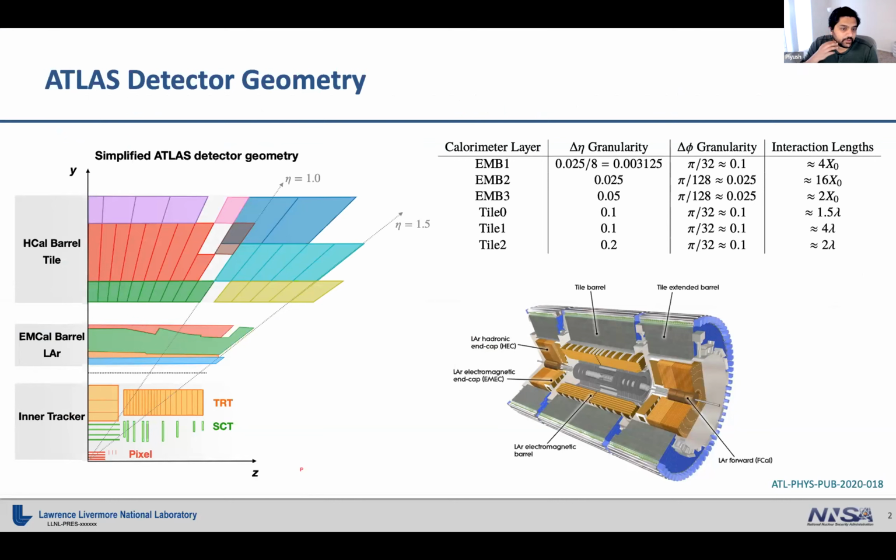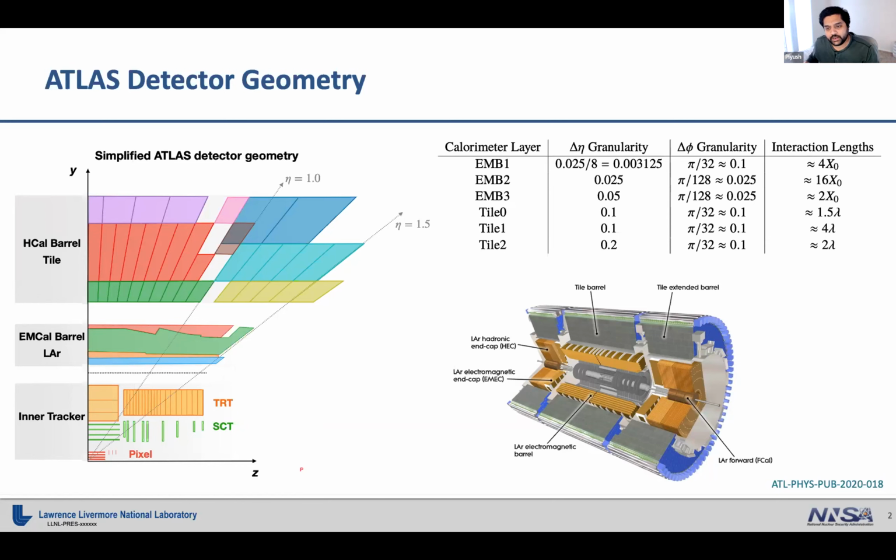Just to make people familiar if they don't know about the detector geometry of the Atlas detector. It has a bunch of different types of detectors. There are electromagnetic and hadronic detectors, which have different layers in them, and then the detectors are distributed across the barrel, and then there are detectors in the end cap and stuff like that. And each of these layers have different granularities, geometries, and so on.